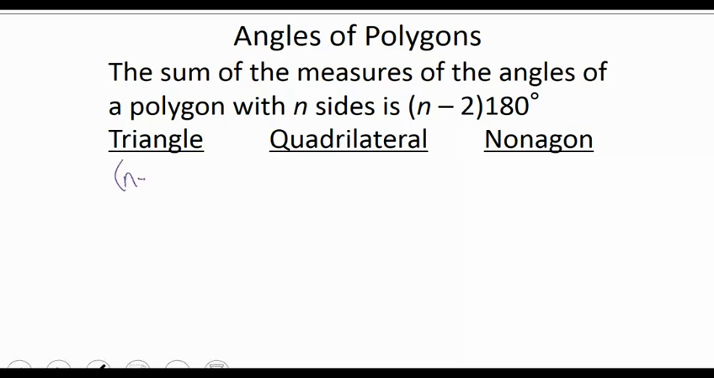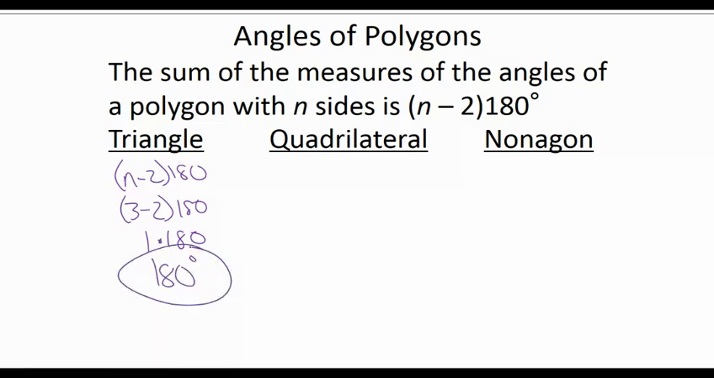So for example, a triangle, we know a triangle has three sides. So if the formula is n minus 2 times 180, that would be 3 minus 2 times 180, that would be 1 times 180, which is just 180. And we already learned that, right? We knew the three angles of a triangle add up to 180 degrees.